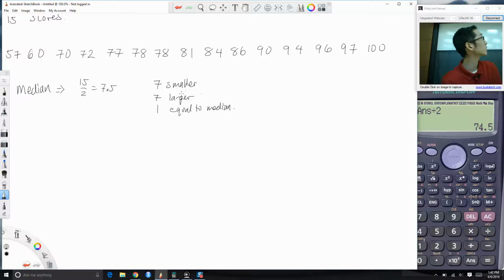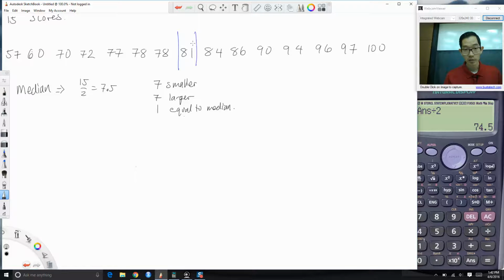Okay, and so this is how we handle having an odd number of values. So I count, I go 1, 2, 3, 4, 5, 6, 7. 7 are going to be smaller, 1 is going to be equal, and 7 are going to be larger. 1, 2, 3, 4, 5, 6, 7. Is that okay? So 7 are smaller, 7 are larger, 1 is equal to the median.